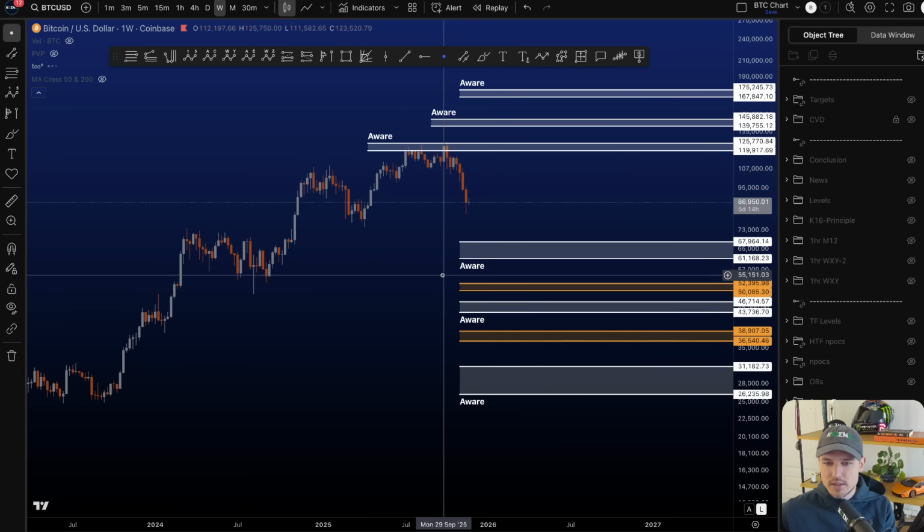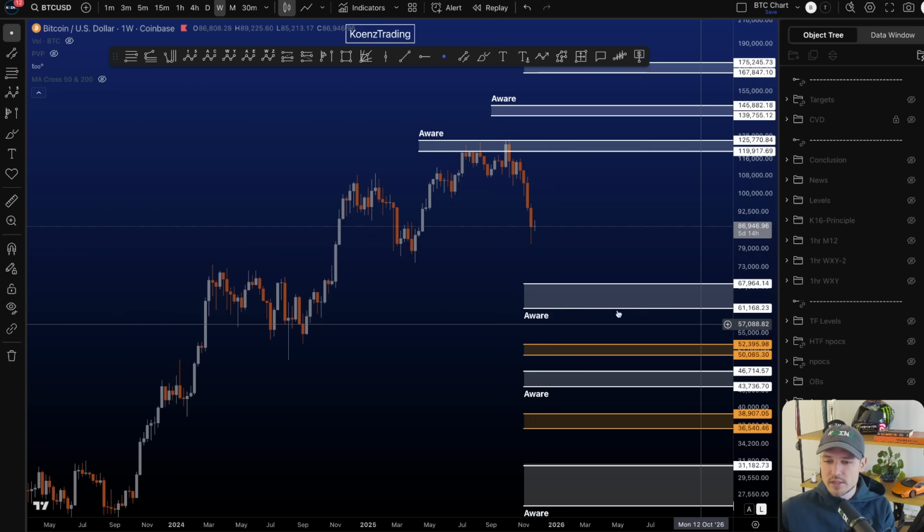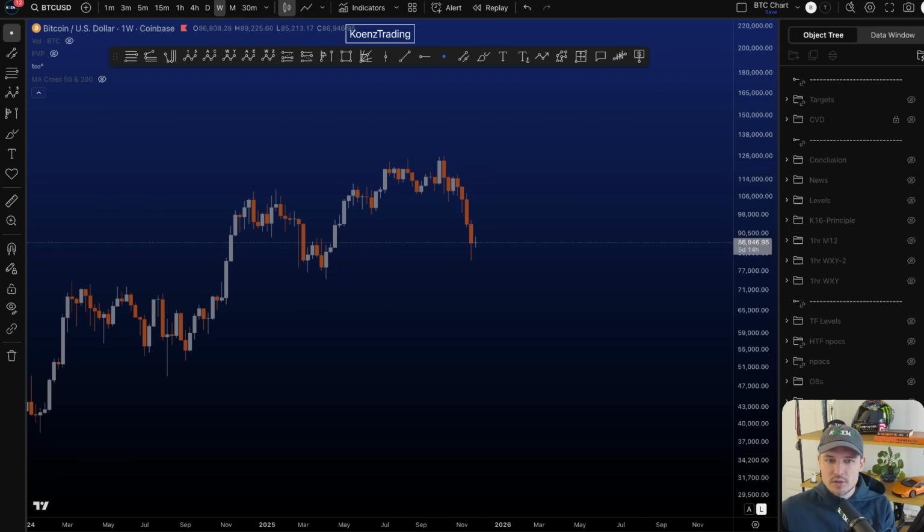And you can see here that the resistance held very, very nicely. And then these are areas of support based on the KRC method, which is a bunch of fibs that I use. Then we get to the news.